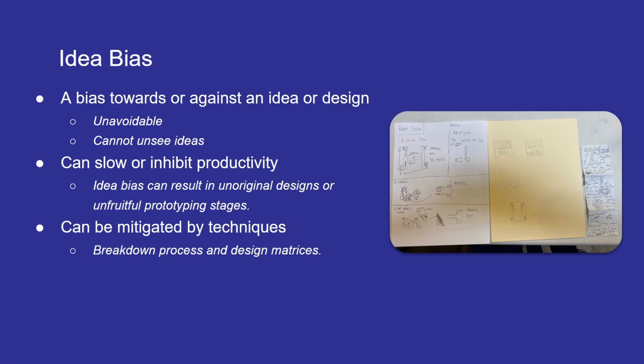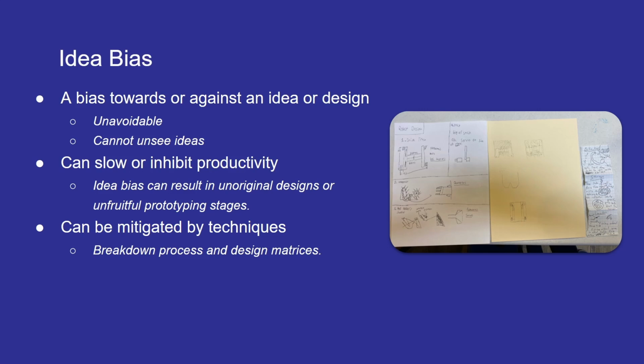Idea bias is any bias towards or against an idea or design that you might acquire from any number of ways, from coming up with a design, from seeing somebody else do it that way. It's just the idea that once you see an idea, or once you come up with an idea, it's going to be hard to see a solution in any other way. This isn't always the case, but it can happen, and it happens quite frequently. And it can sometimes be a problem.